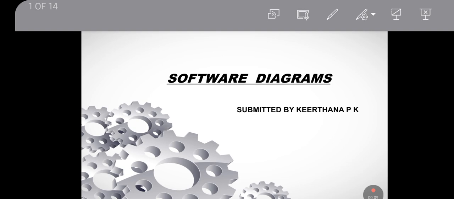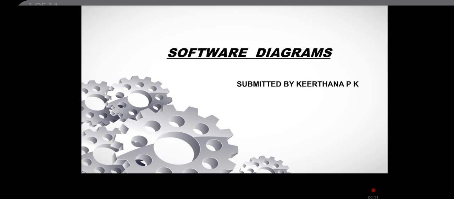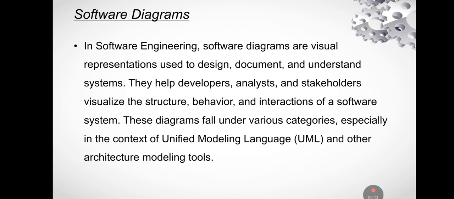My topic is software diagrams. Software diagrams are visual representations used to design, document, and understand systems. They help developers, analysts, and stakeholders visualize the structure, behavior, and interactions of a software system. These diagrams fall under various categories, especially in the context of Unified Modeling Language and other architecture modeling tools.